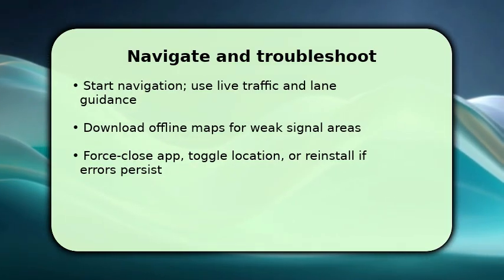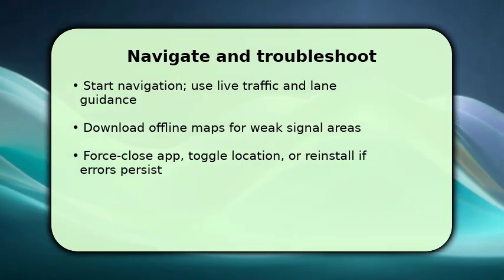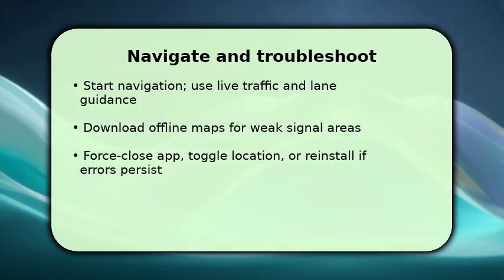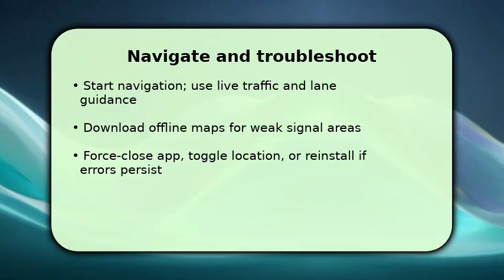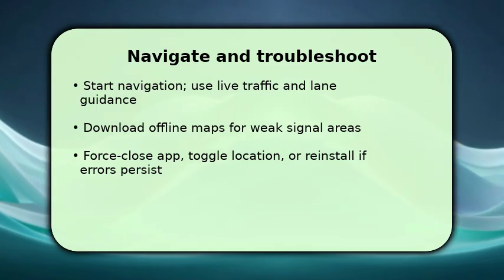For poor signal areas, download offline maps of the region before you leave. If Maps misbehaves, force close the app, toggle location services, reboot the phone, and as a last resort, reinstall the app to clear corrupted data.